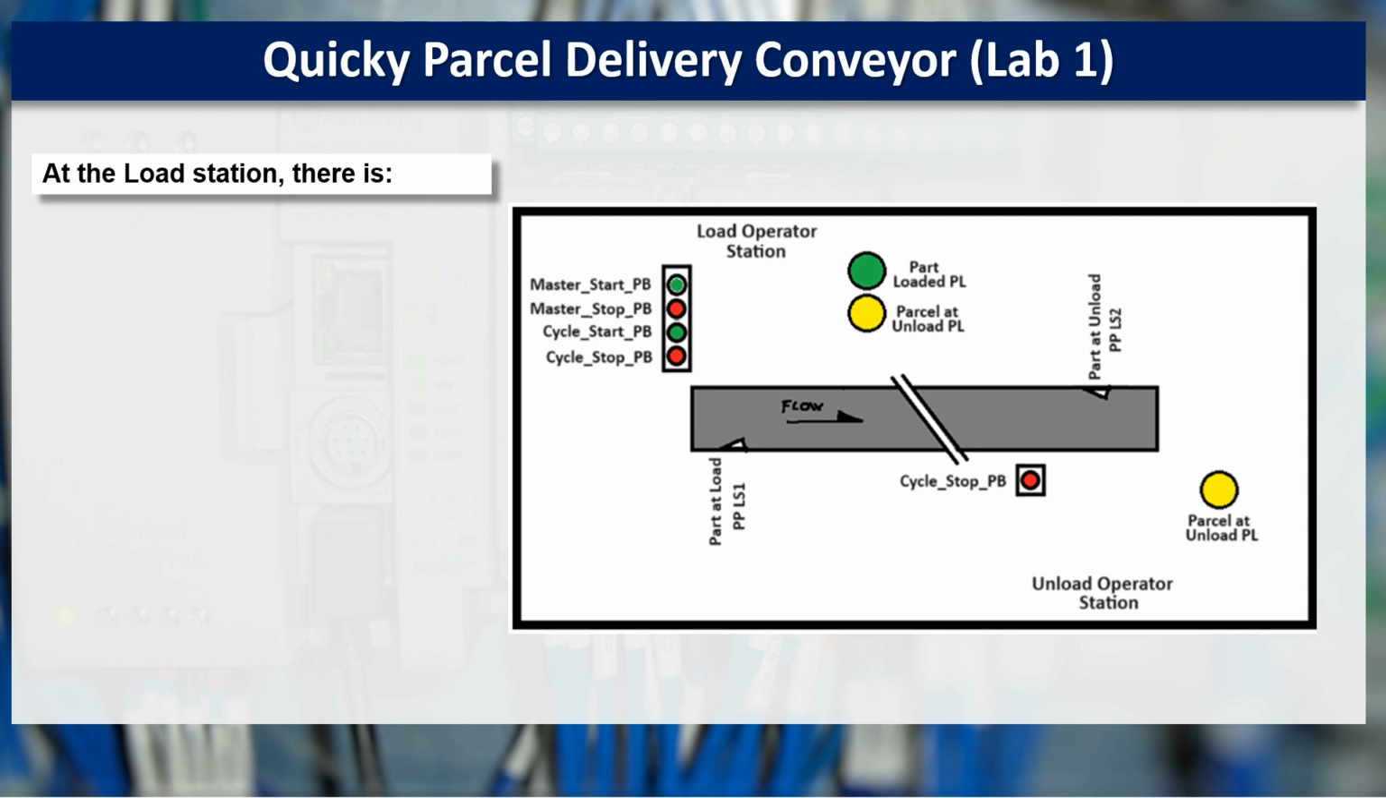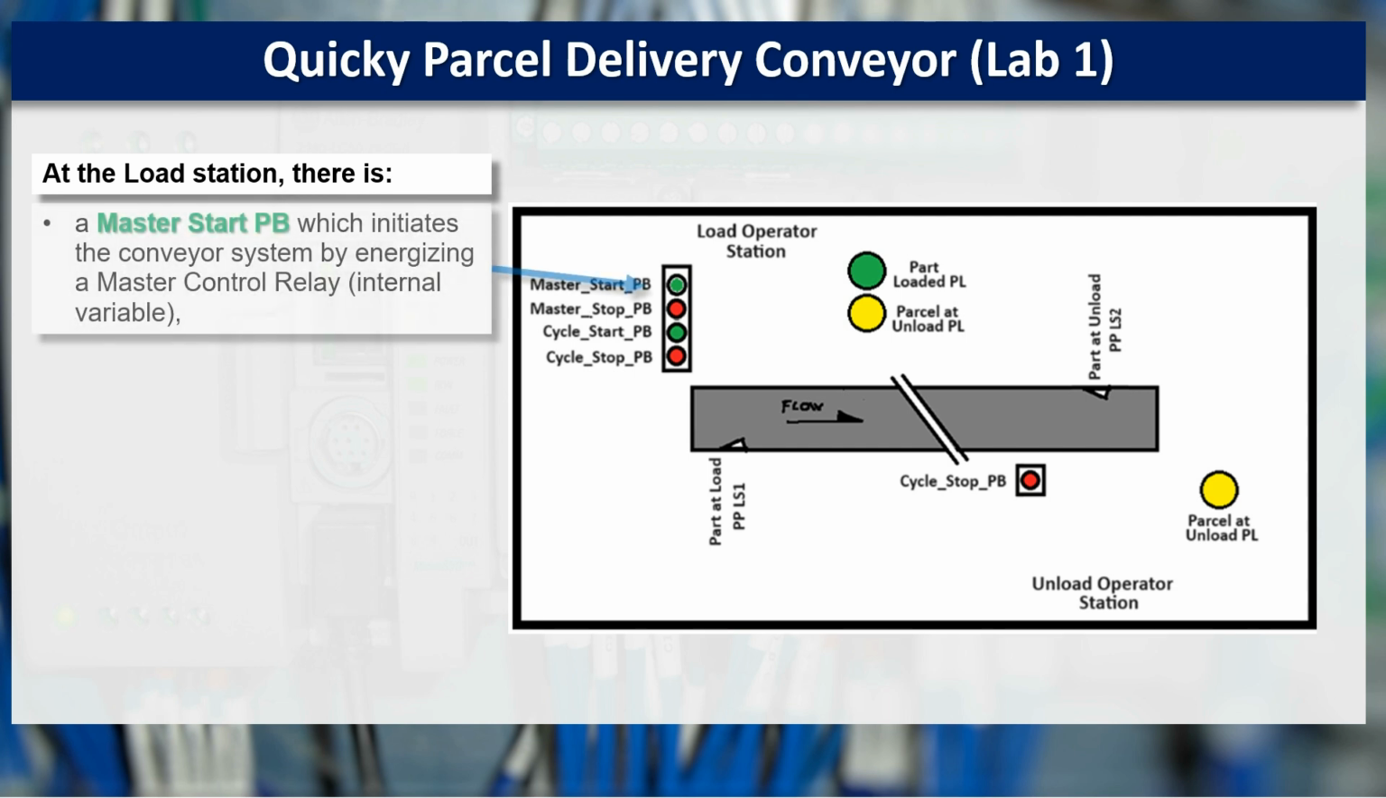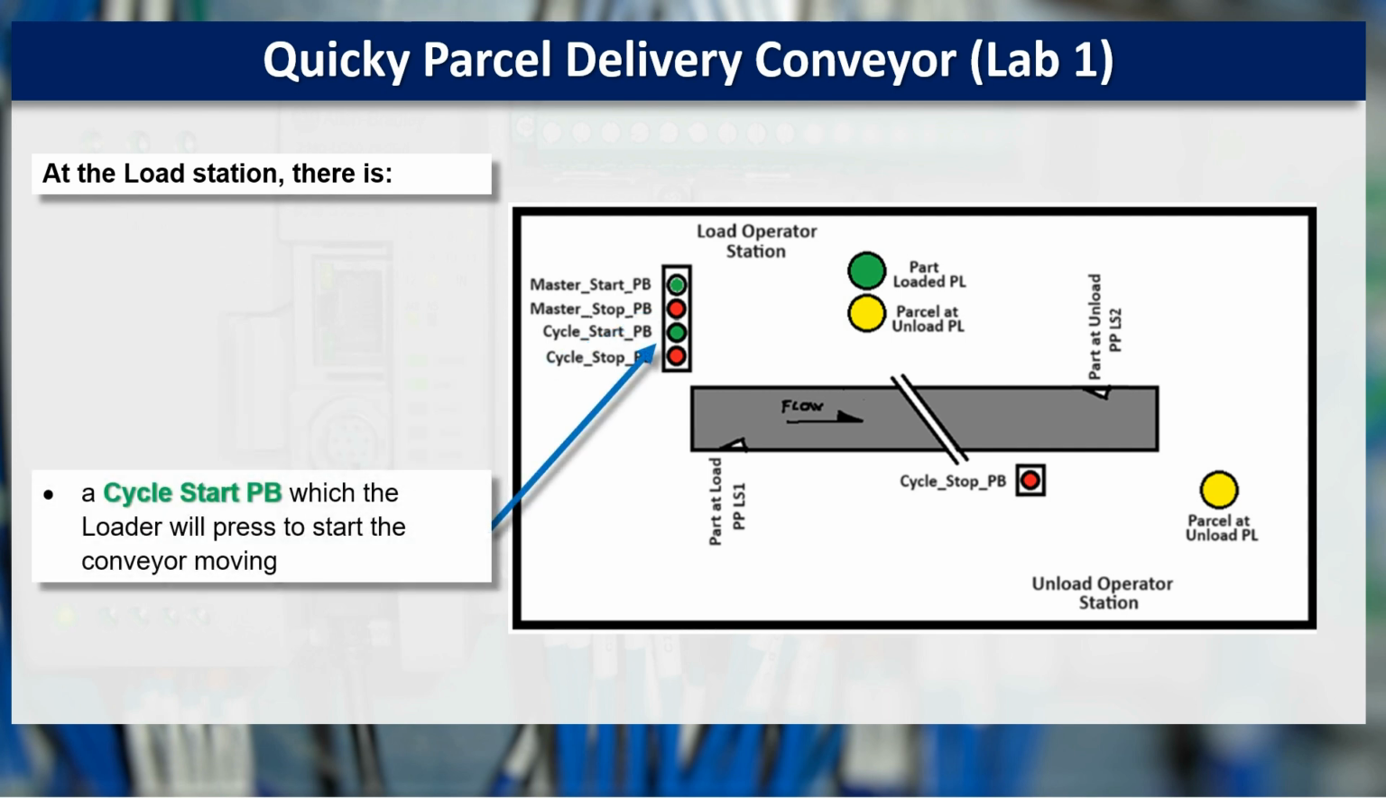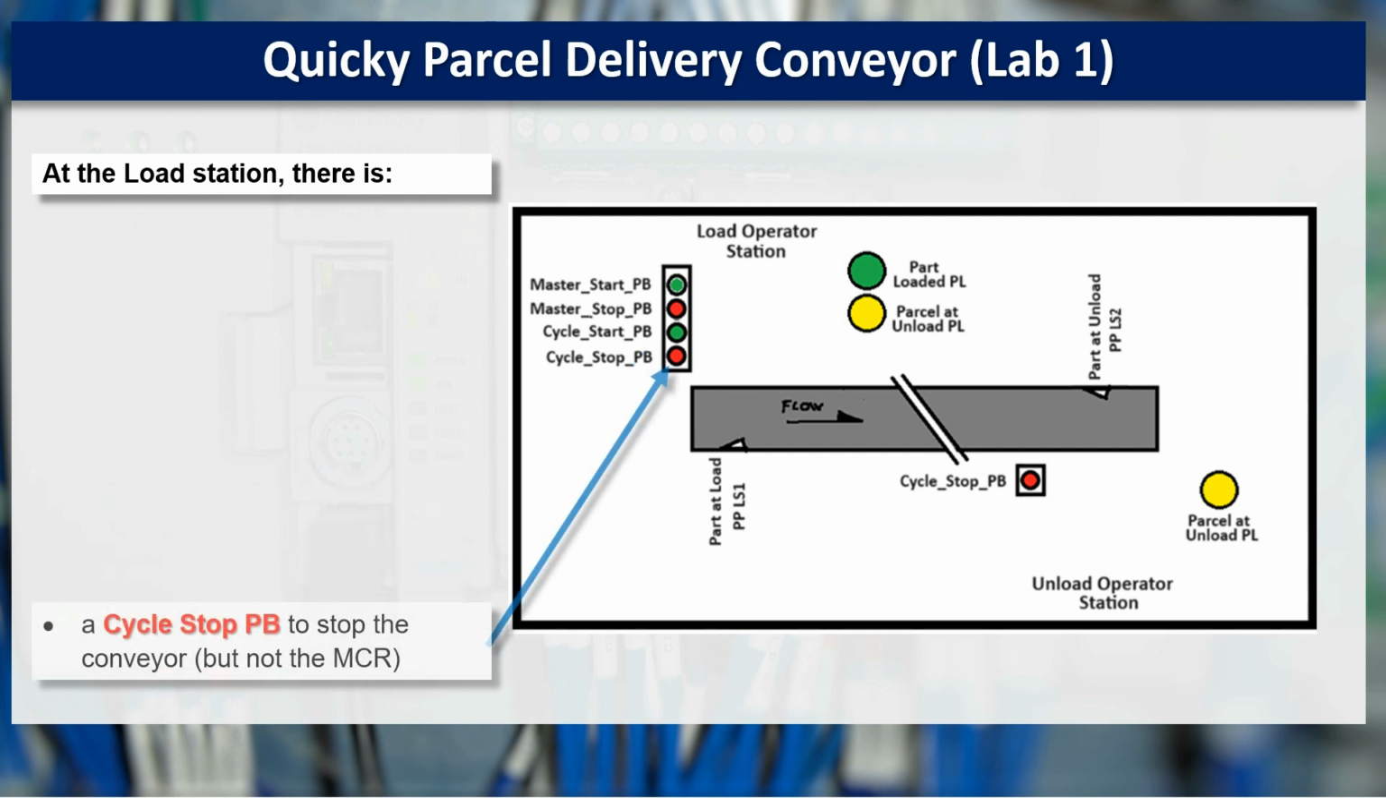At the load station, there is a master start push button, which initiates the conveyor system by energizing a master control relay, which in this case is an internal variable; a master stop push button, which will cease all operation and will prevent restart until reset; a cycle start push button, which the loader will press to start the conveyor moving; and a cycle stop push button to stop the conveyor.